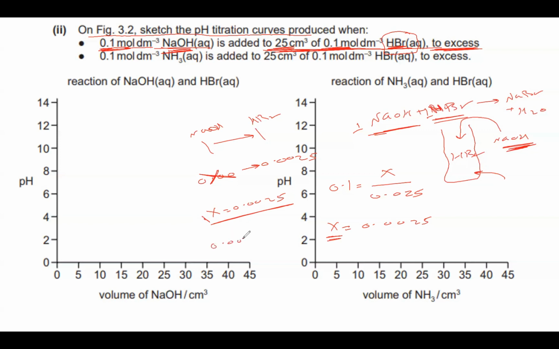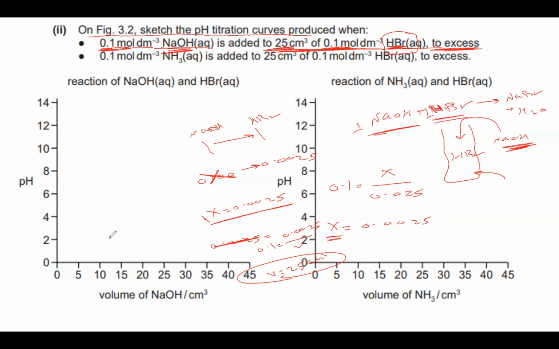So 0.0025 equals the concentration of NaOH, 0.1, equals 0.0025 over volume. And you will end up with volume equal to 25 centimeter cubed. Okay? This is how we can prove that the vertical line will be at 25 centimeter cubed.